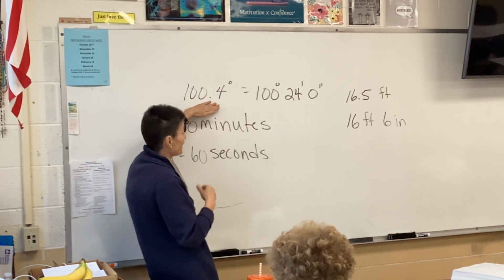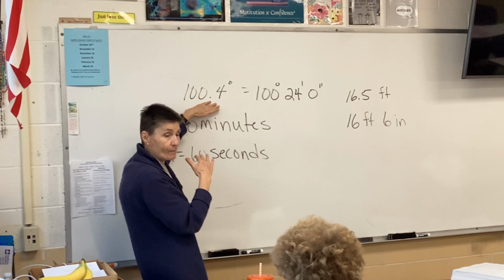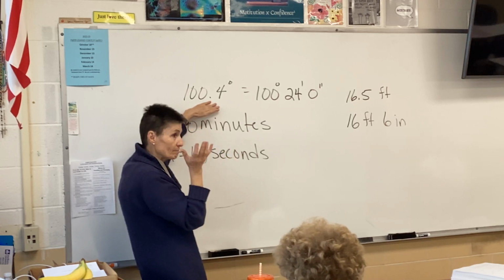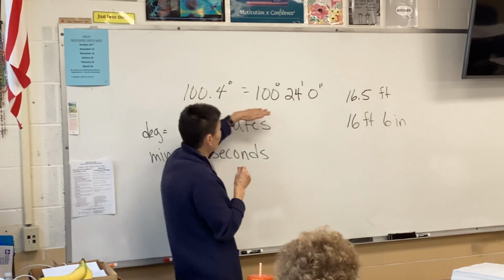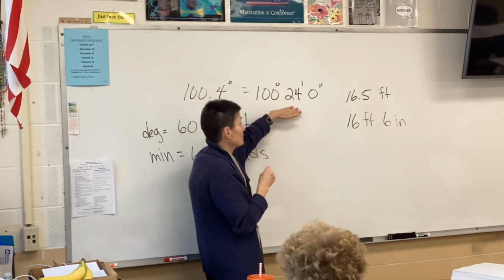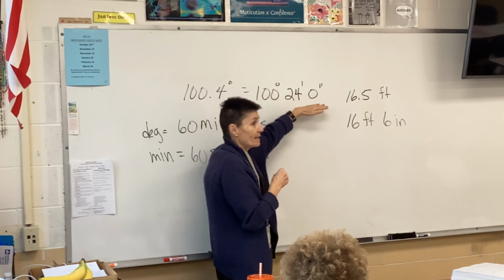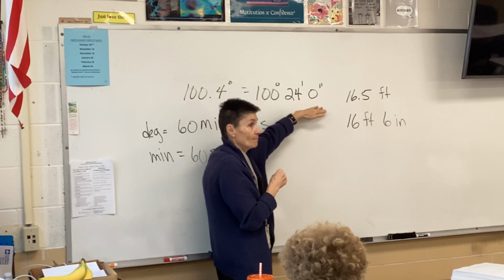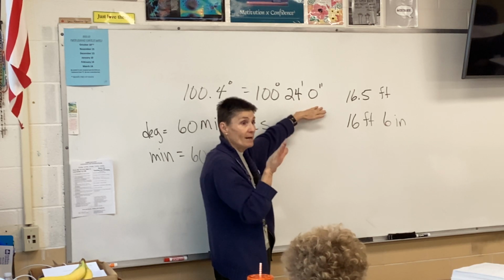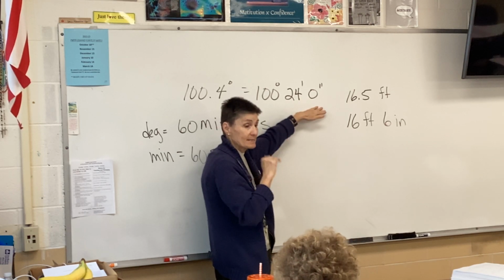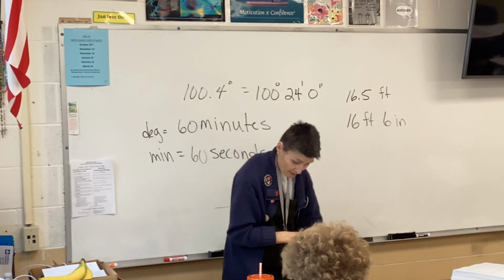This is called a decimal degree. It's a decimal, degrees. And you just broke it down into minutes and seconds using your DMS, degrees, minutes, seconds button. All right, let's try the next one.